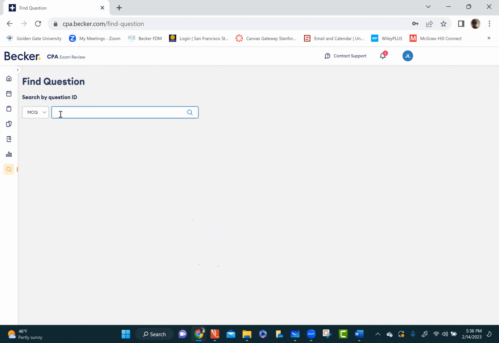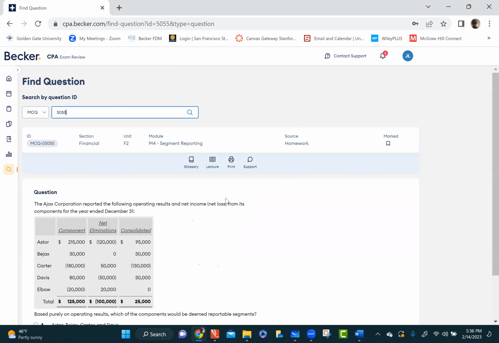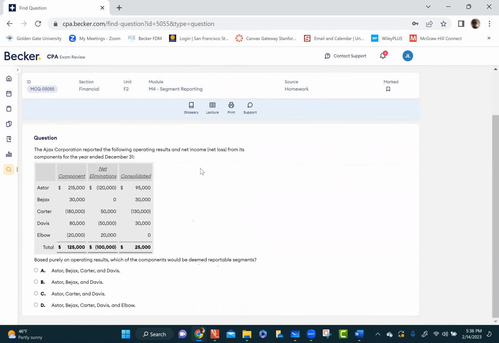So what I want to do is go look at 550, 55. Yeah. Okay, good. And you can see they have this Ajax Corporation reported the following. Some of these have a positive net income, some have a loss, right? And they want us to figure out which one would be a reportable segment.